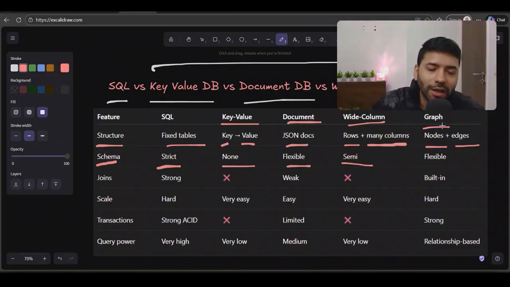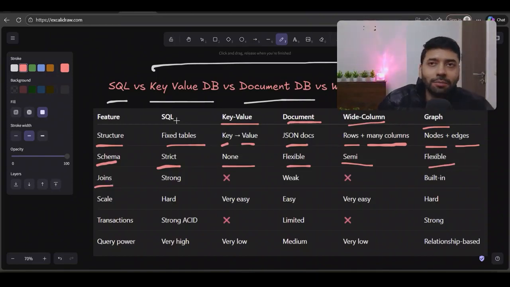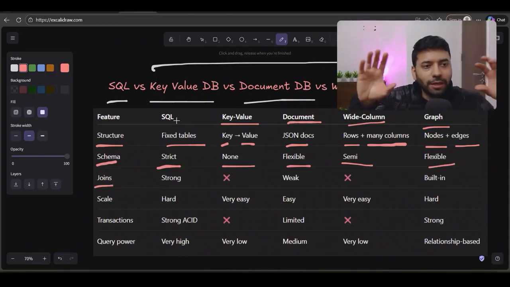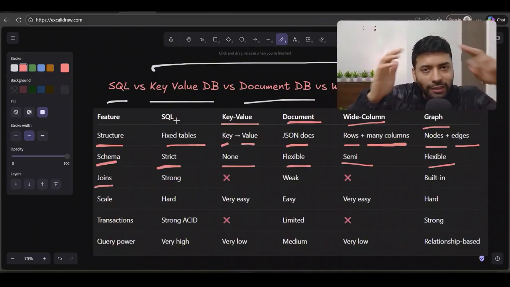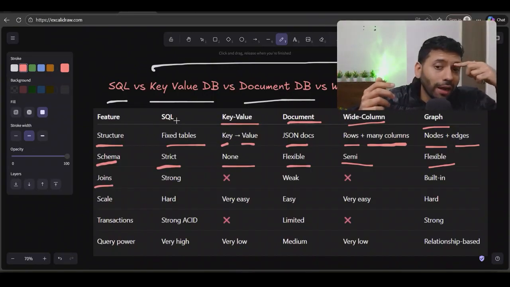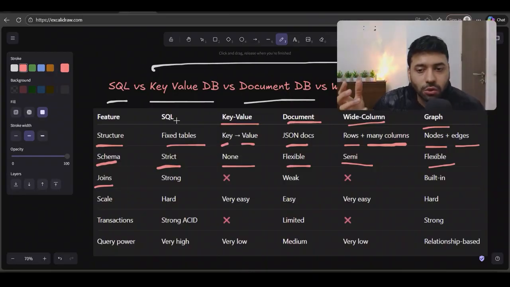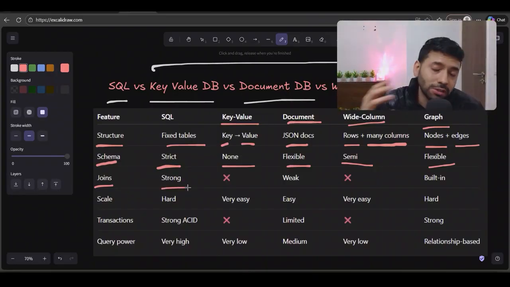Okay, talking about the graph database, we have the nodes and edges, so it is also quite flexible. Next, when we talk about the joins, SQL is known for the joins, right? Because a relational database has multiple tables, and those tables are connected or have relations using the keys, like the foreign key, right? And because you have different tables, when you read the data, you would require the joins. So SQL is strong in joins because it's kind of the core feature of this database.